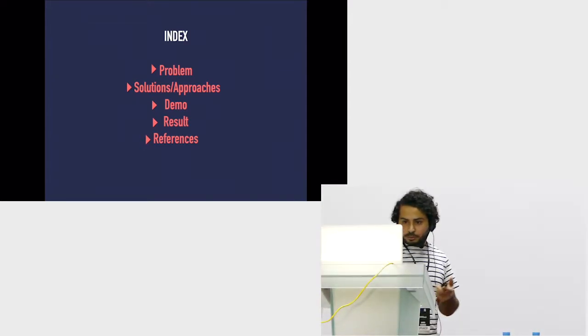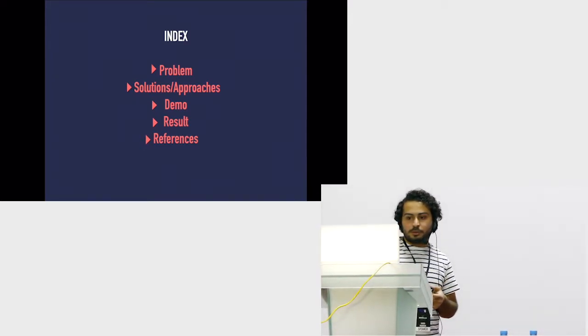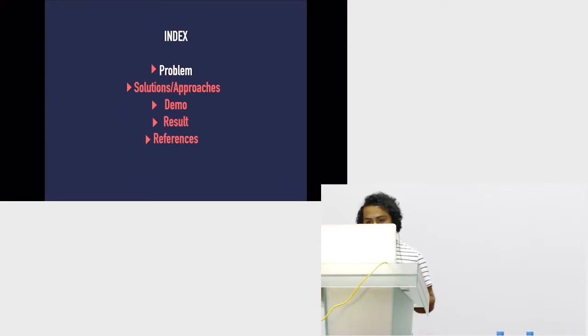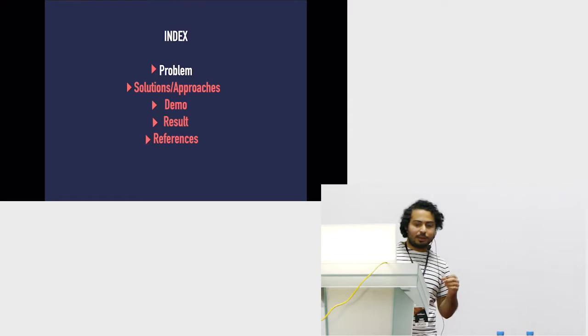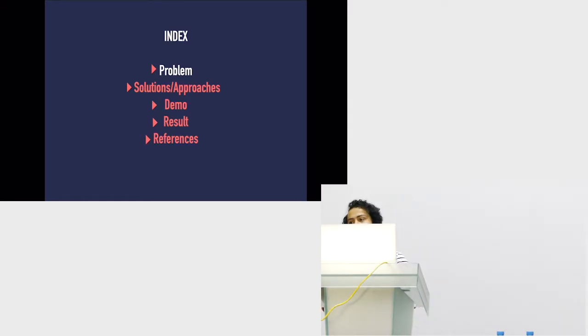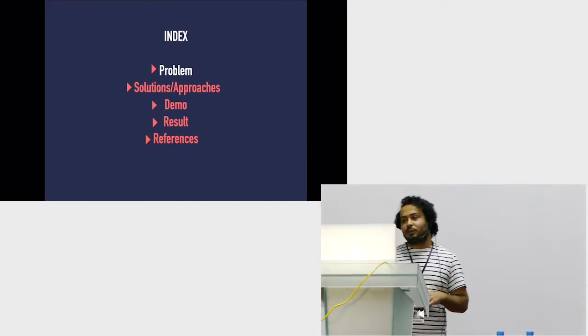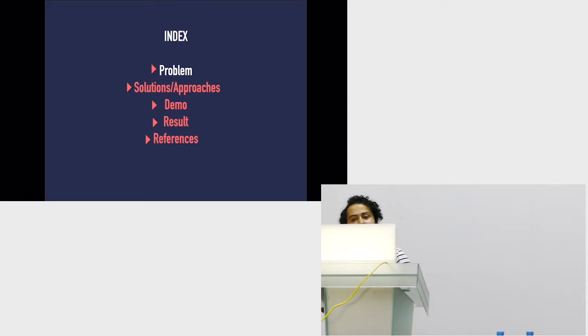So we are talking today about the problem and the solutions, and I will show some kind of demo and the result, and then some references. So what was the problem? The problem is our build time is really slow. It takes like 7 to 10 minutes on the local machine, and from 20 to 30 minutes on the CI.